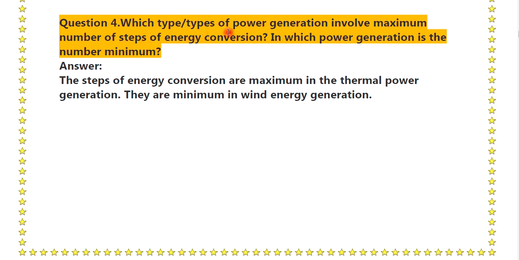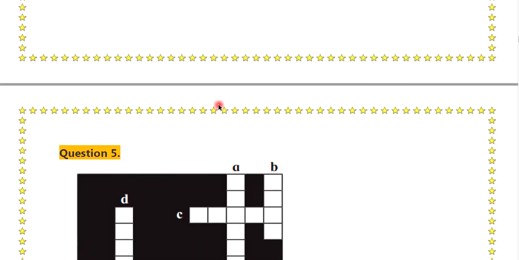Question number 4, which type of power generation involves maximum number of steps of energy conversion, in which power generation is the number minimum? Answer, the steps of the energy conversion are maximum in thermal power generation. They are minimum in wind energy generation.